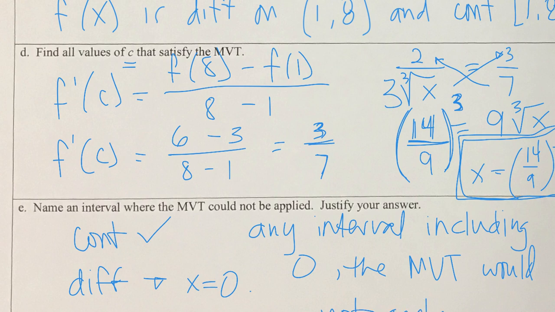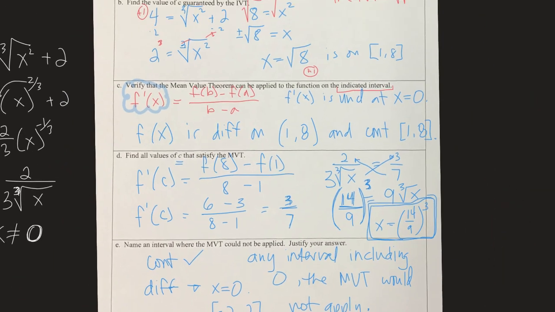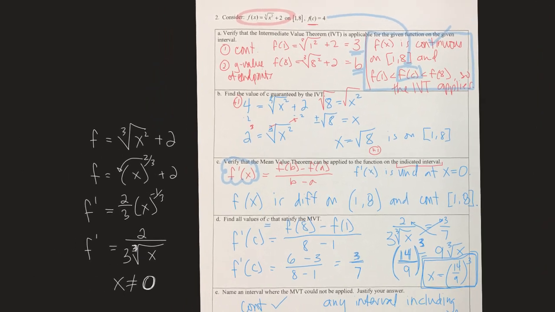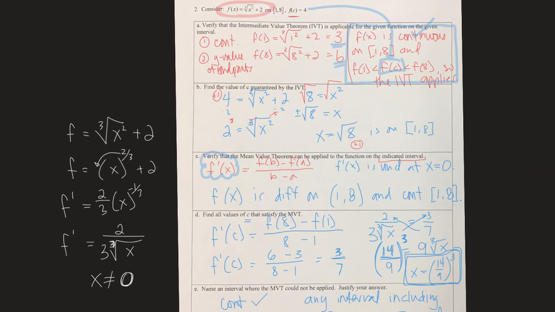Okay, so as an example, maybe from -2 to 2. Right? That would be an interval that includes 0. The function is not differentiable at 0, so the MVT would not apply on the interval from -2 to 2. Okay, so you can pick any interval that includes 0, and the mean value theorem would not be satisfied. Okay, so hopefully this is a little bit better for what AP Calculus is requiring you to do in order to verify your knowledge of the intermediate value and the mean value theorems.